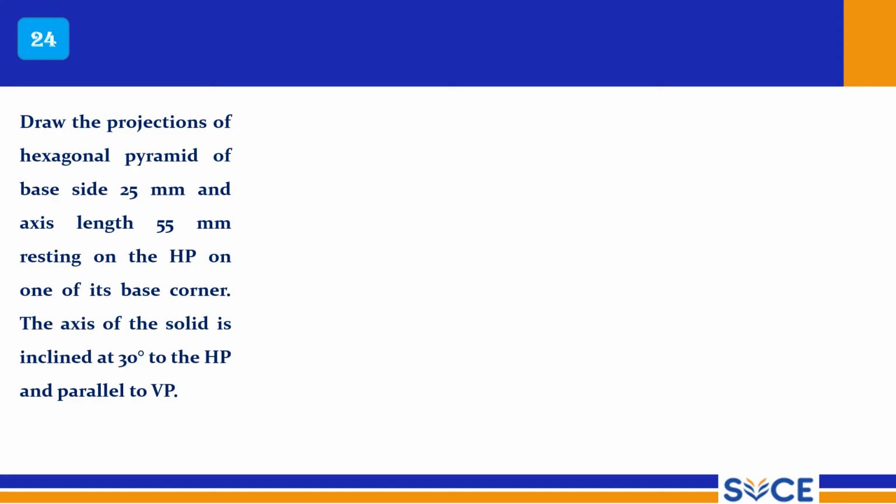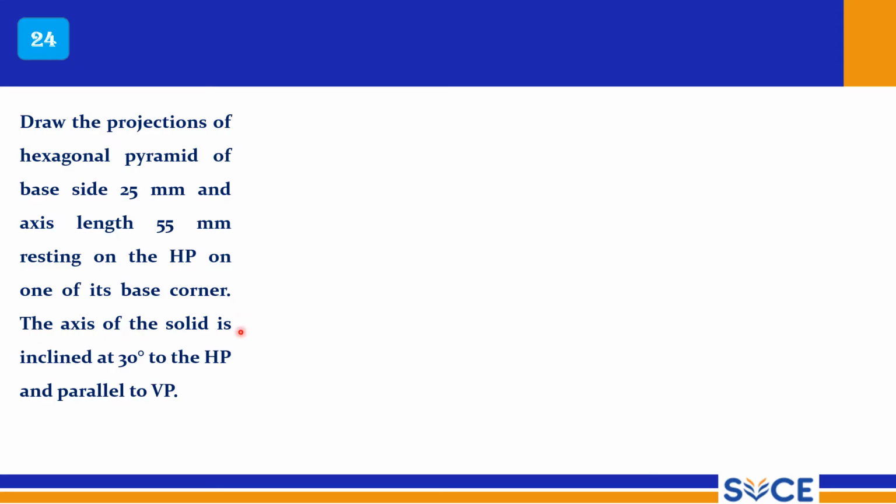Draw the projections of a hexagonal pyramid. It is a hexagonal pyramid of base height 25 mm and axis length 55 mm, resting on the HP on one of its base corners. So on the right side you take the corner. So that is very simple.